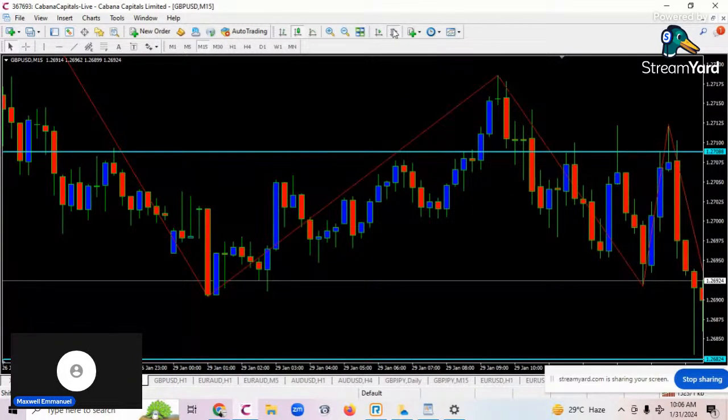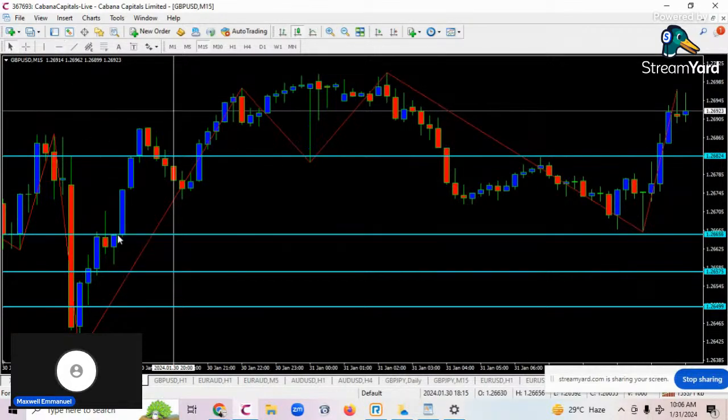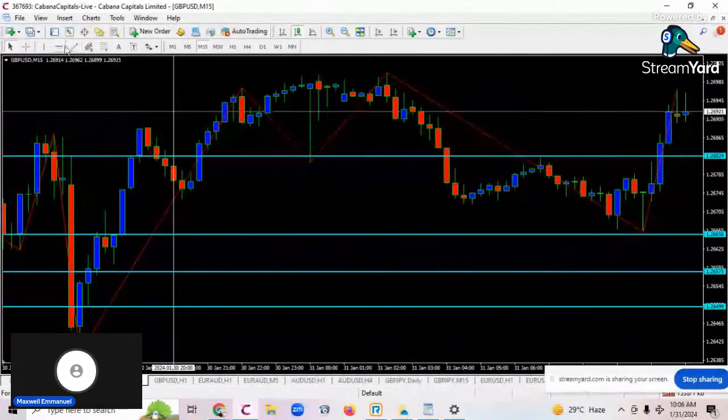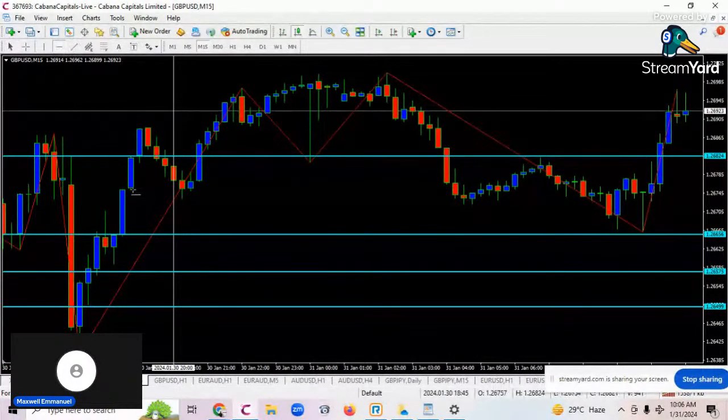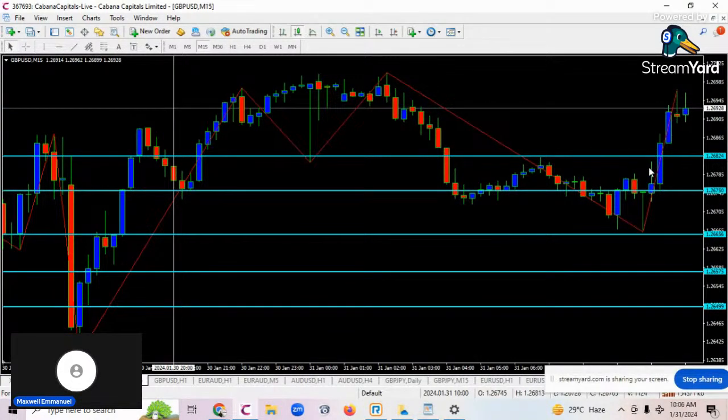If you go down to 15 minutes, you will see that we had a fair value gap here. And I think what price did was to come fill this gap. Can you see it? Price filled that gap and currently it's pulling back from that zone. So GBP USD is bullish at the moment. My bias on GBP USD today is bullish.